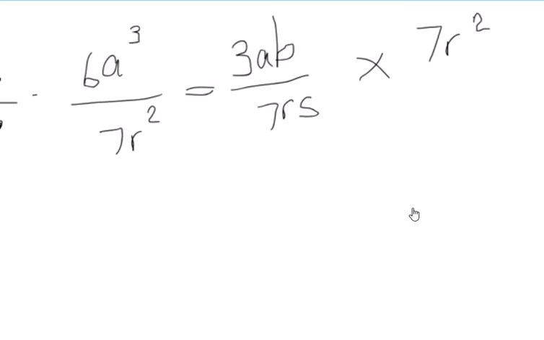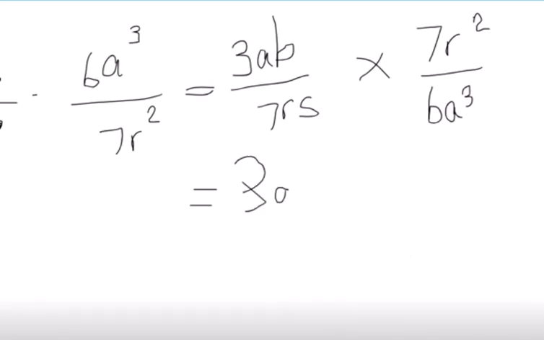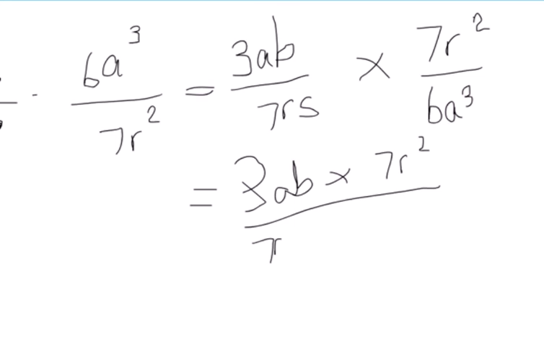Okay, if I flip the next fraction, 7r squared will be at the top and 6a to the power of 3 will be underneath. What I'm going to do is multiply my fractions to make it one fraction. So I'm going to multiply the 3ab by the 7r squared, all over 7rs multiplied by 6a cubed.